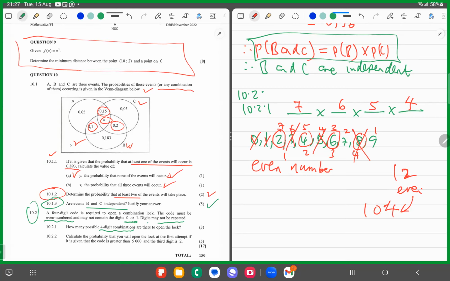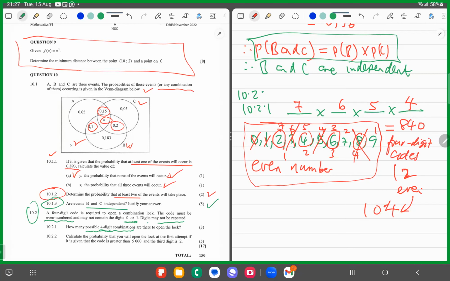So the question, therefore, is how many possible 4-digit combinations are there to open the lock? You multiply all these digits. And if you multiply everything, with no exception, you get 840. So you'll get a possibility of 840 4-digit codes. There are 840 of them.